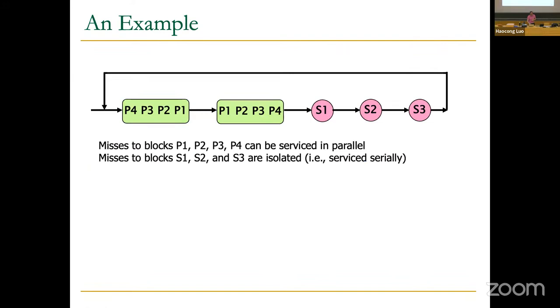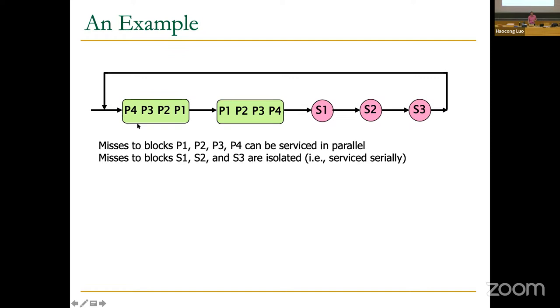Now let's take a look at an example. I like this example. When we constructed it, I was quite happy. What we're going to look at is a cyclic access pattern. These are blocks to the same set. Assume that this is your cache. You have only 4 blocks in your set, and that's your cache. You don't have anything else. And this is the access pattern that we're going to see to the cache.